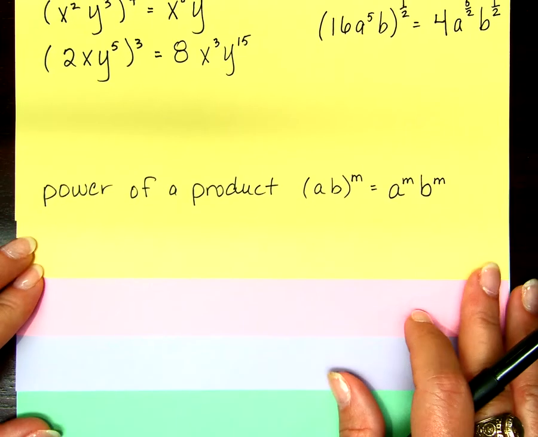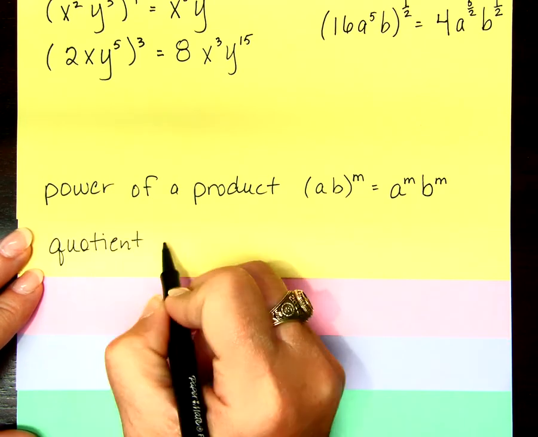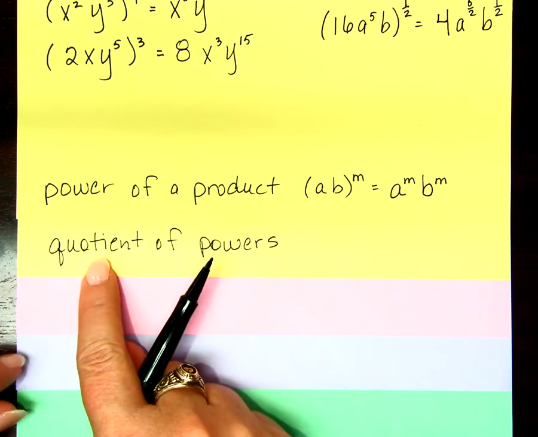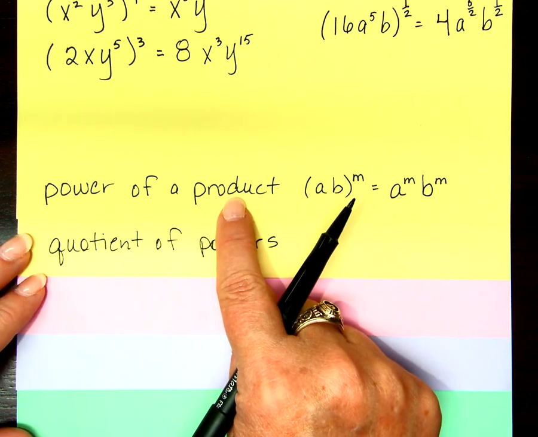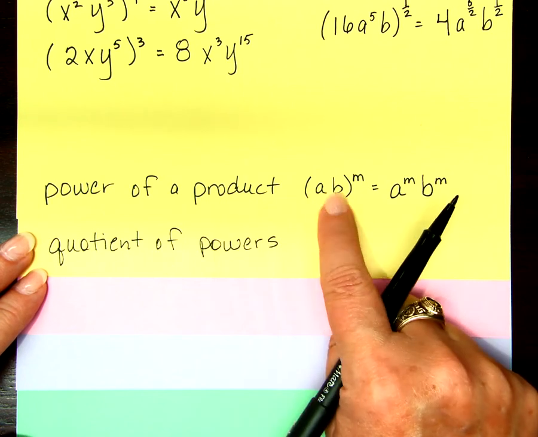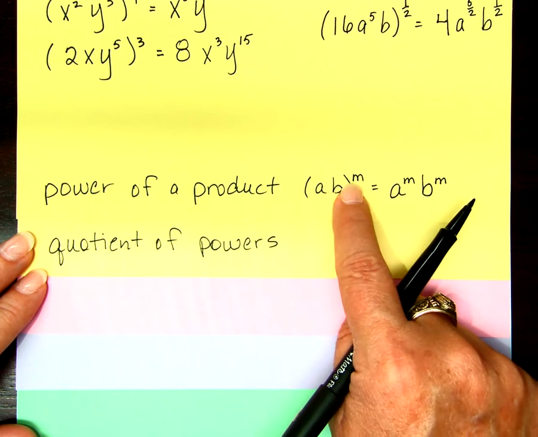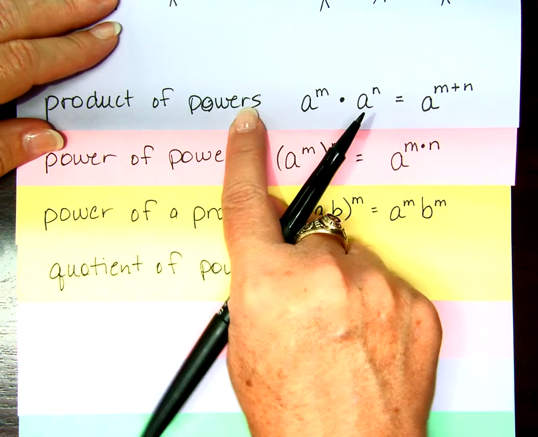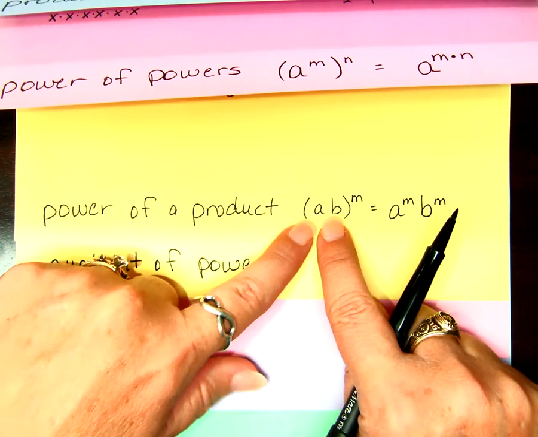Okay, ready for the next tab? Quotient of powers. What does that word mean? Quotient? Well, what does this word mean? Multiply, right? Product is multiply. That's why we have a times b, and then raised to a power, that's the power of a product. So do you see the difference between these two now? The product of powers versus the power of a product.